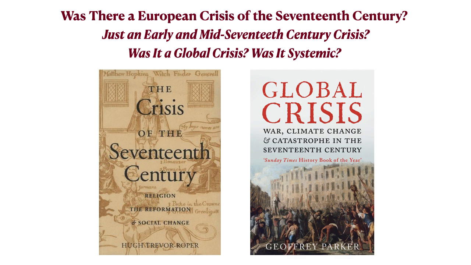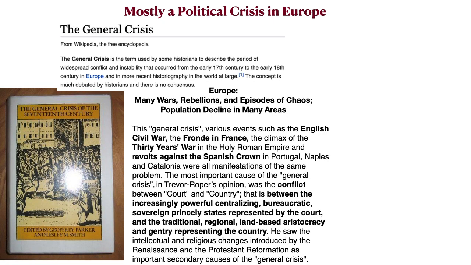I would recommend Geoffrey Parker's book, Global Crisis: War, Climate Change, and Catastrophe in the 17th Century, although I have to say it's kind of a tough read. He's quoting a lot of primary sources, and just the horrors and the dismal nature of his descriptions can be a bit hard to take. So anyway, there were a lot of political crises.